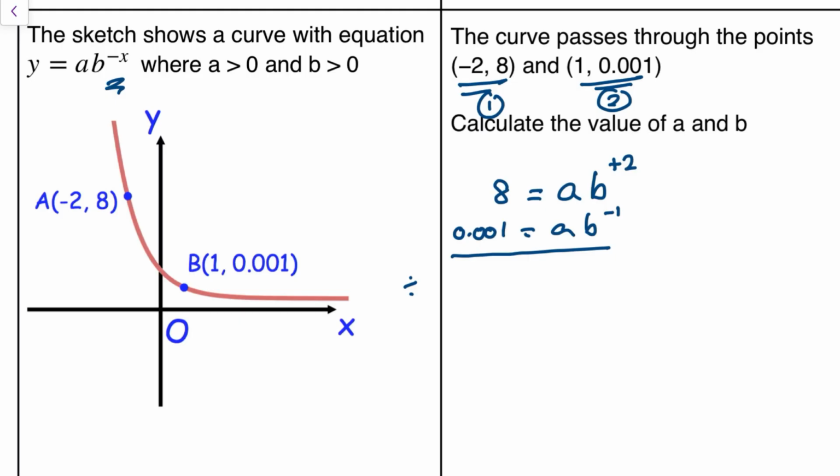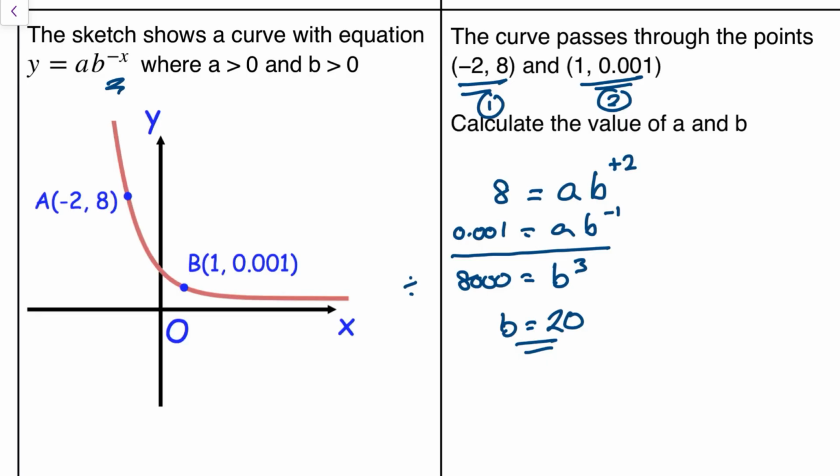So 8 divided by 0.001 is 8,000, okay? And a divided by a cancels out, always 1. B to the 2 divided by b to the minus 1 is b to the 3. Okay, now I see what's 8,000, and so therefore I get my calculator out, although I don't really need it, but I get my calculator out, do the cube root. Well, I know the cube root of 8 is 2, and I know the cube root of 1,000 is 10, so therefore this is going to be 20. So my b is 20.